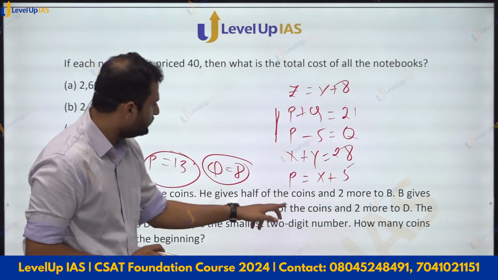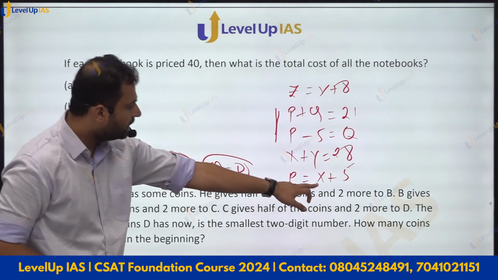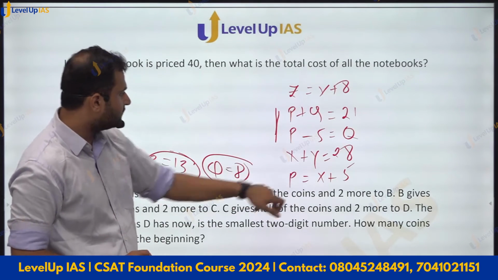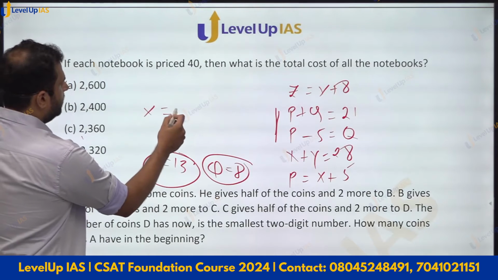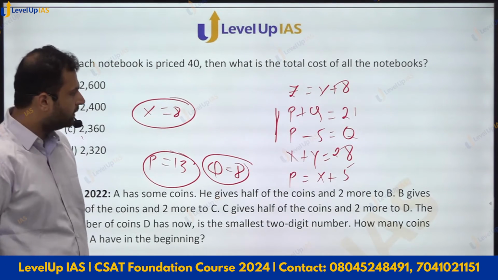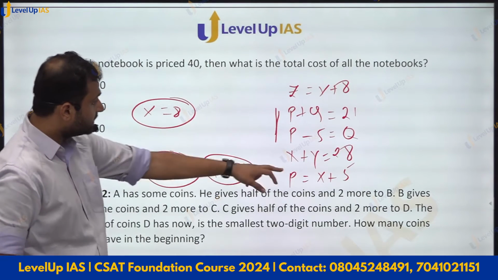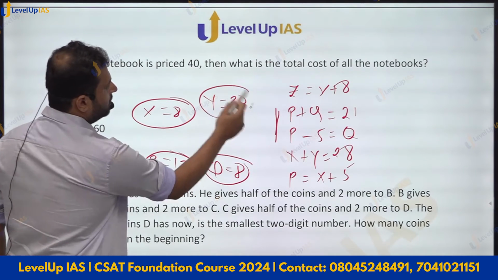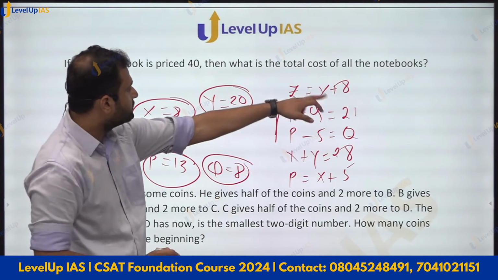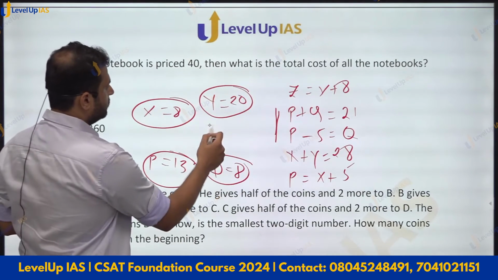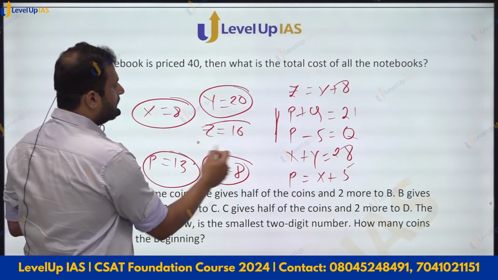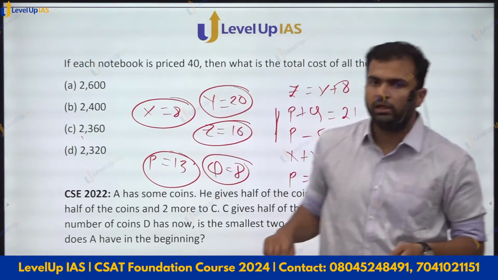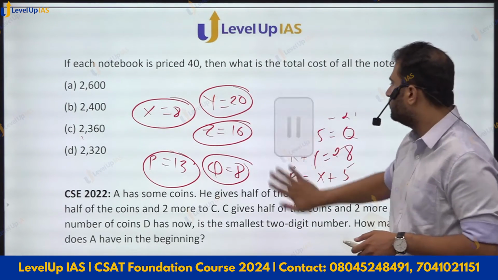So P is 13. We put here, X would be 13 minus 5. So X would be 8, right? Now X is 8, so Y is 20. From this equation Y is 20. And Z is X plus 8, so X plus 8 is 16. So Z is equal to 16. So we have all the quantities of how many notebooks each one of them bought.